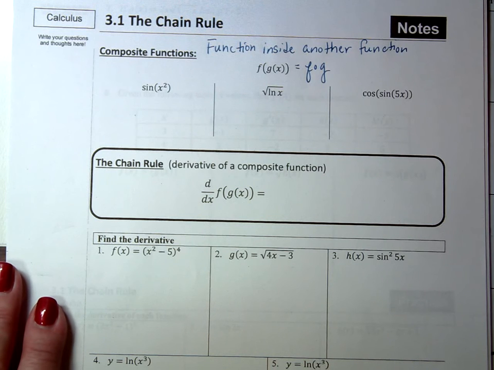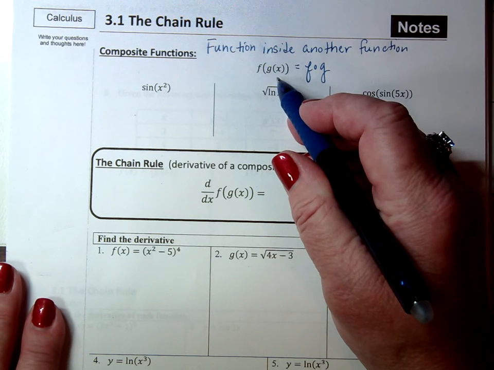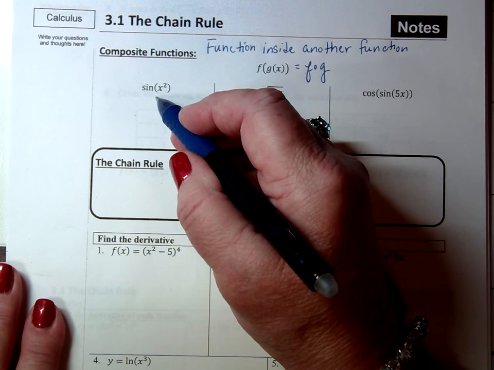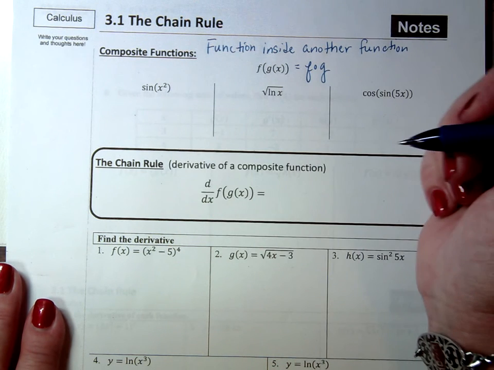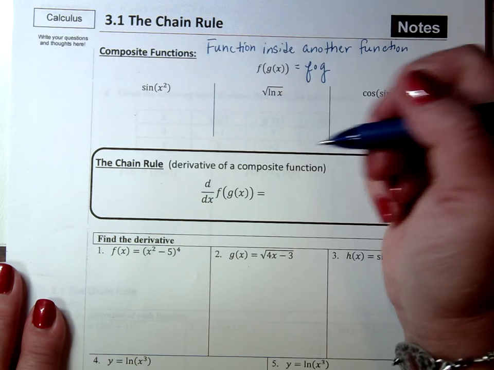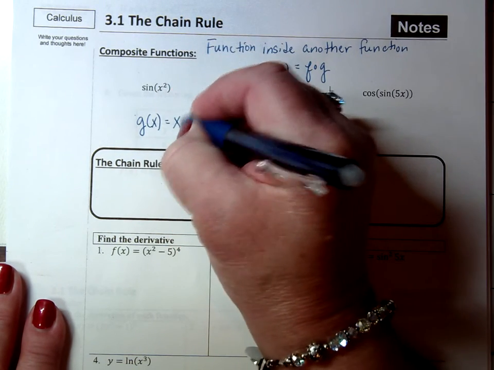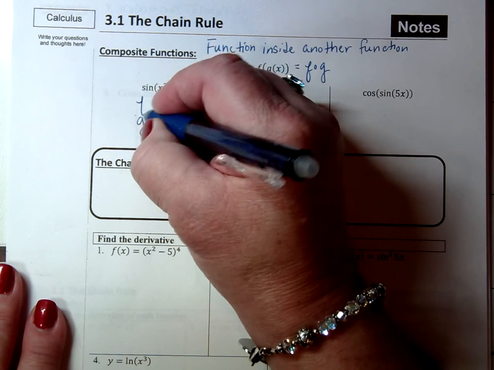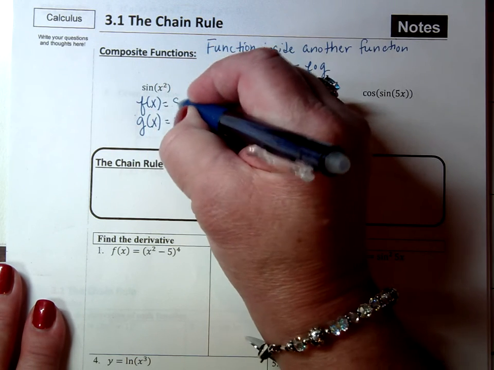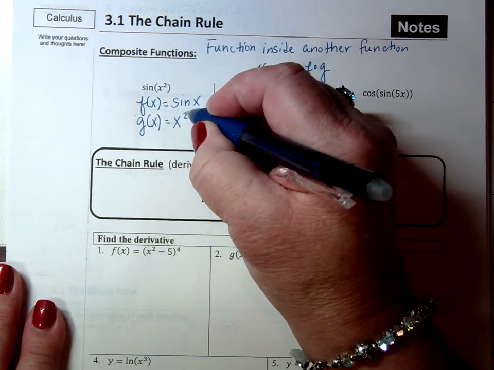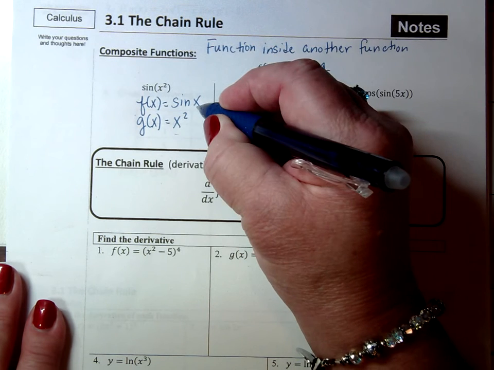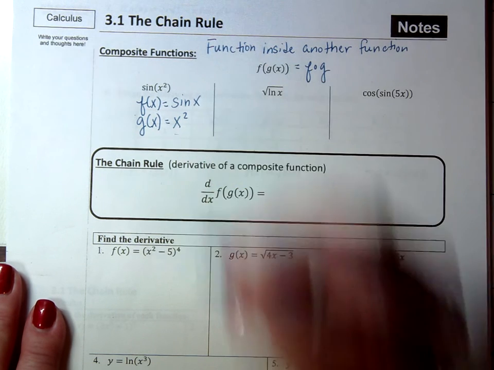Okay, so if I'm looking at this and I think about this as an f of g of x, and I have something like this, sine of x squared. If I look at it, the inside function is the x squared, so that would be my g of x. And the outside function, my f of x, is the sine of x. So that when I take this x squared and plug it in here for the x, now I've got sine of x squared, which is what I wanted.